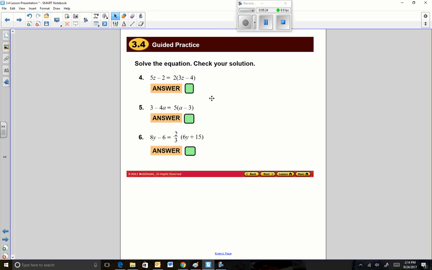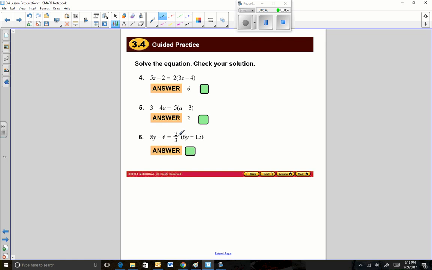Welcome back. Let's take a look and see how you did. You distribute 2 times each one of these terms, and when you solve, you get z equals 6. Distribute 5 times a and 5 times negative 3. When you solve, you get a is 2. 2/3 times 6 and 2/3 times 15. Okay, let me write that one out because I know a lot of you guys get confused when we do fractions. Let's take a look at that one.